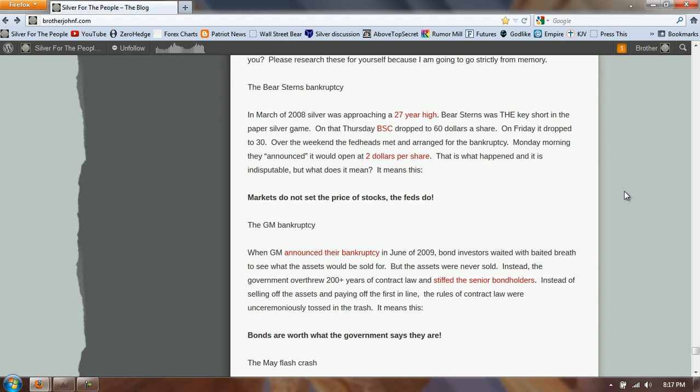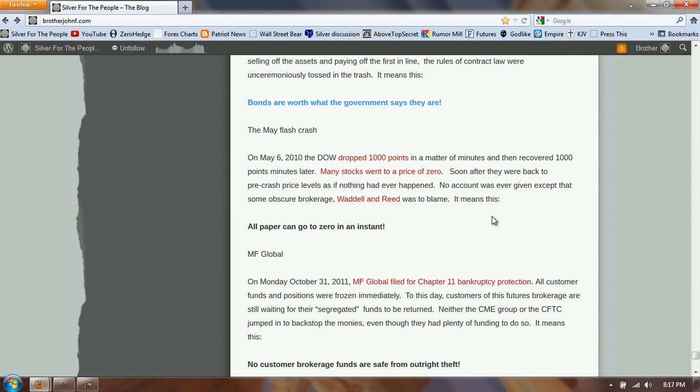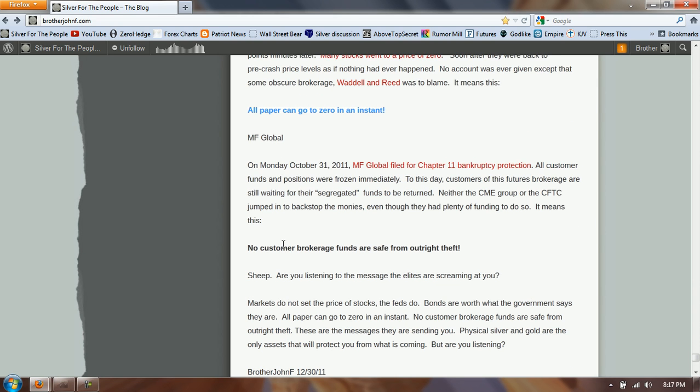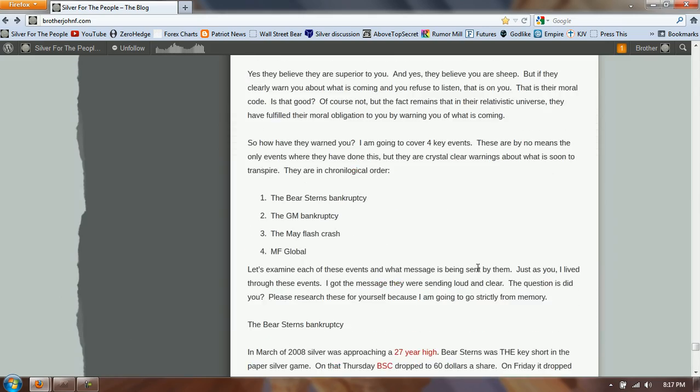The message from Bear Stearns was markets do not set the price of stocks, the Feds do. The message from the GM bankruptcy was bonds are worth what the government says they are. The message from the May flash crash is that all paper can go to zero in an instant. And the message from MF Global is no customer brokerage funds are safe from outright theft. So I encourage you to read that. And that is the blog roll.